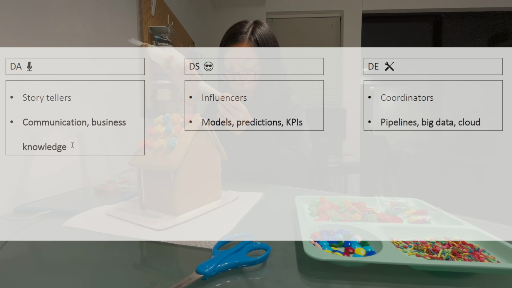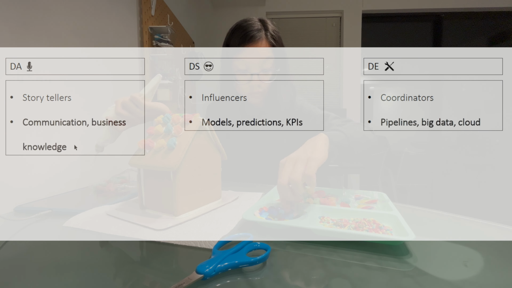So this is where business knowledge is really helpful, because if they know the business well, then they're able to anticipate maybe the needs of the stakeholder and write a story that's compelling to the audience.